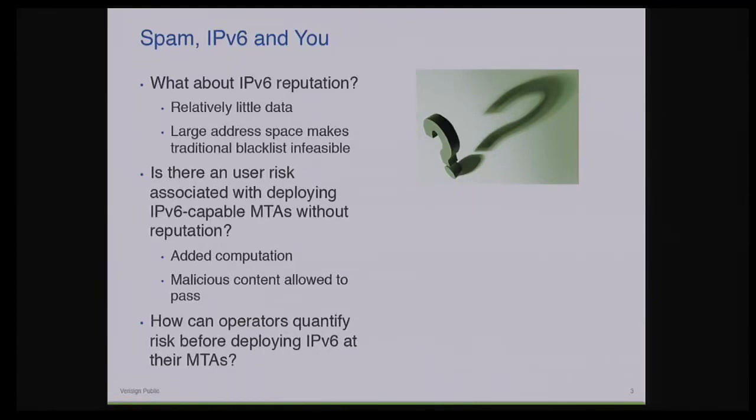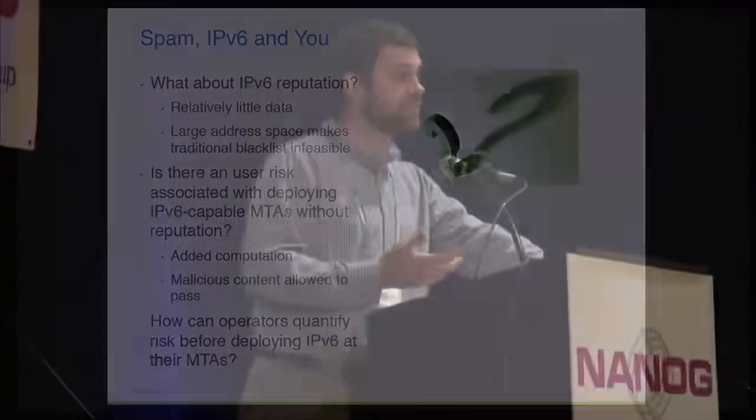There may be folks out there that are concerned with deploying IPv6, for example, at their MTAs because of the risk of not having this type of protection or filtering at your MTAs. So the question is, is there a user risk associated with deploying IPv6 capable MTAs without reputation? And I've kind of mentioned these before. There's potentially added computation, and then of course the allowance of malicious content that would have otherwise been stopped through your typical IPv4 blacklisting techniques.